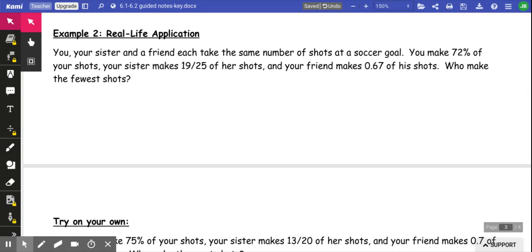All right, let's look at example 2, our real life application. It says you, your sister, and a friend each take the same number of shots at a soccer goal. You make 72% of your shots, your sister makes 19/25ths of her shots, and your friend makes 67/100ths of his shots. Who made the fewest shots?